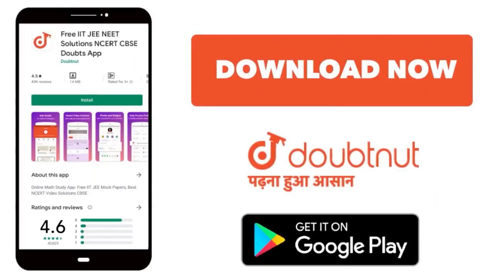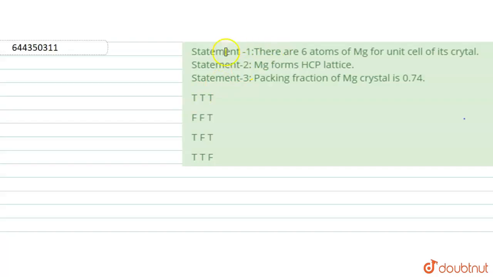Hello student, today's question is: Statement 1, there are 6 atoms of Mg per unit cell of its crystal. Statement 2, Mg forms HCP lattice. Statement 3, packing fraction of Mg crystal is 0.74. Out of these statements, we have to find out which statements are correct and which are incorrect, and by finding it, we have to give the solution out of these 4 options.